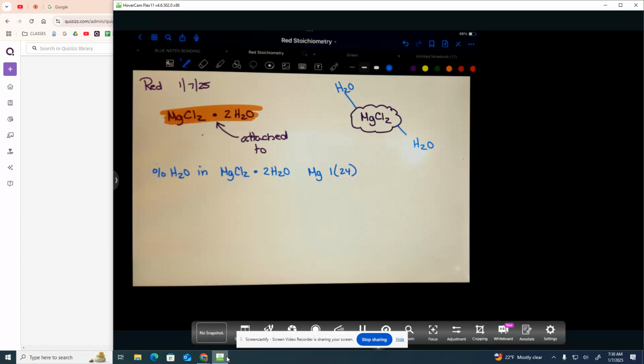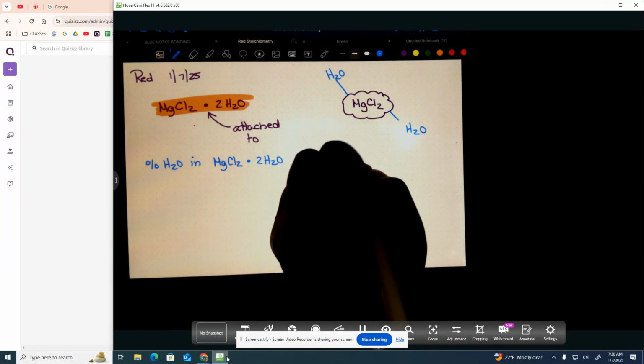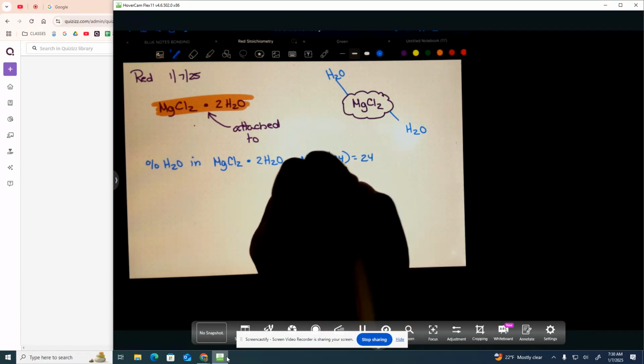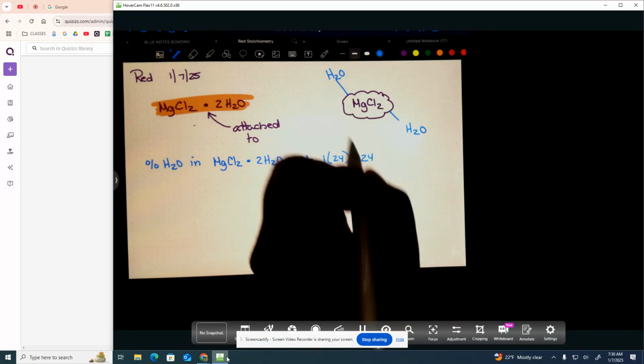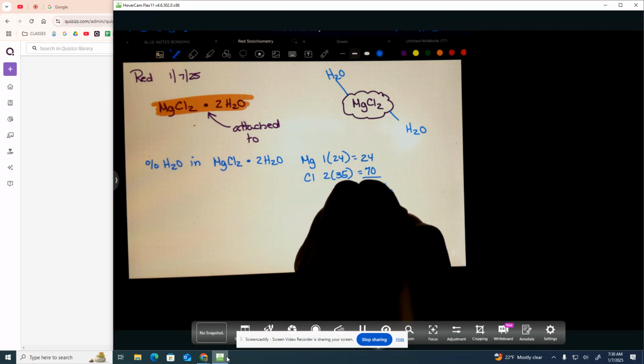I'm human. I make mistakes. You should be checking me. Make sure magnesium is 24. Alright. So magnesium is 24. Chlorine, we're going to use 35, which means it's going to be 70. This gives us a gram formula mass of 94 grams per mole.